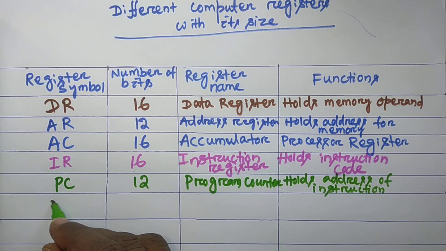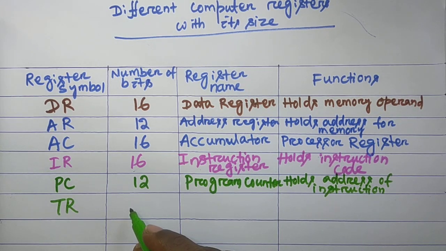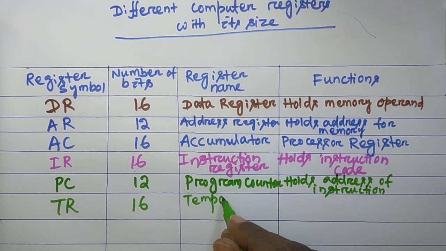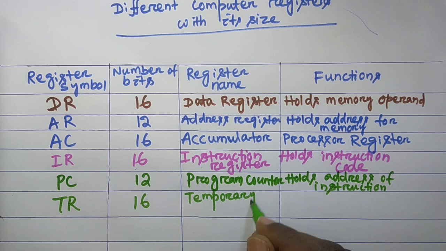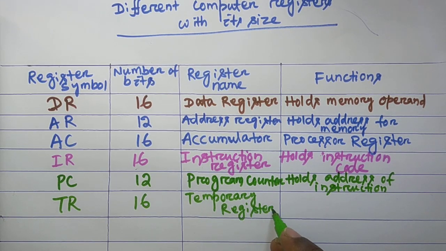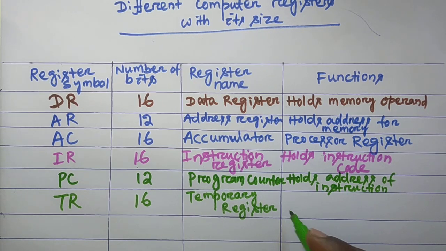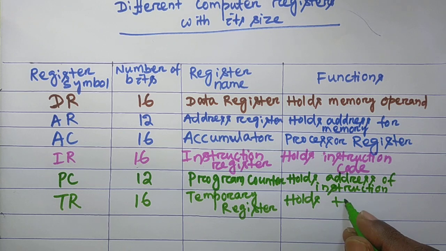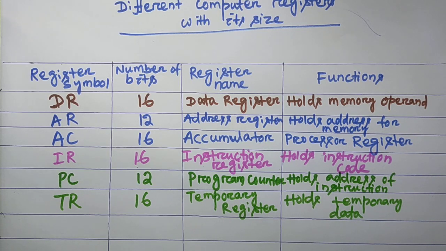Similarly, TR. TR is temporary register. It contains 16 bits. We can tell it as a temporary register, and it holds temporary data. What it holds? Very simply, it holds temporary data.